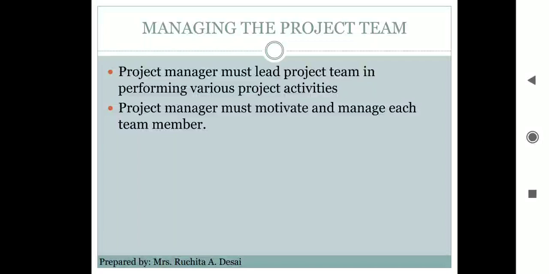As you know, we are in unit 5, that is project human resource management. There are four processes of project human resource management: plan the human resource management, acquire the project team, develop the project team, and the fourth one is manage the project team. Today's topic is the last process of project human resource management, which is managing the project team. It is the process which has the responsibility of managing the project team.